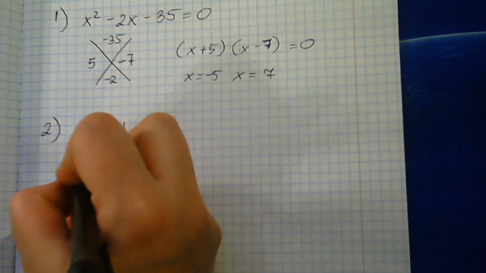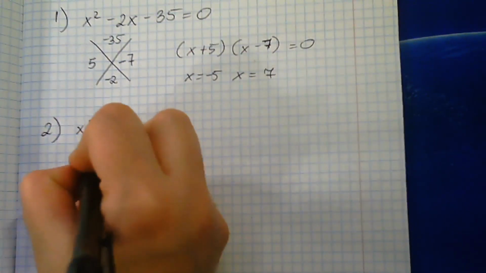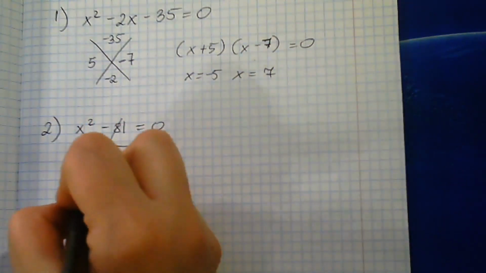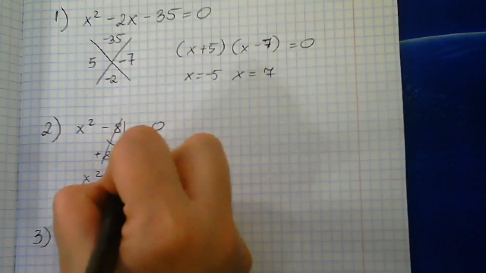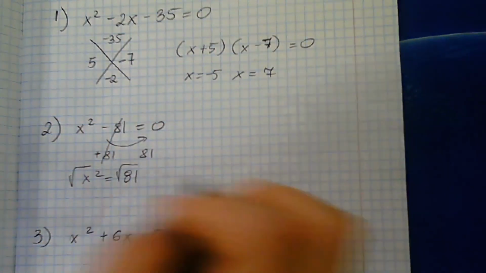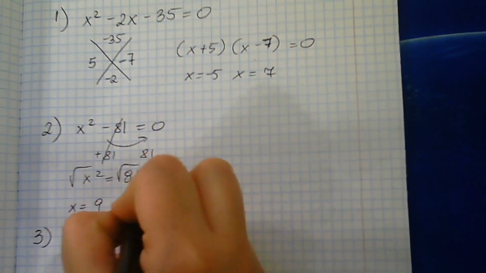Okay, in this case, I would do it the way that I would move 81 away from x. So x squared is 81. I would take the square root of both sides, and I will get my two answers, positive 9 or negative 9.